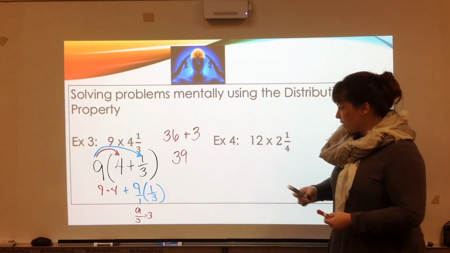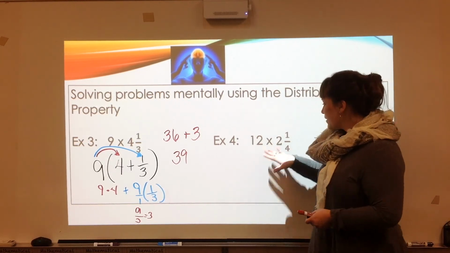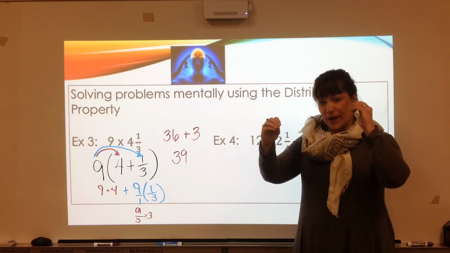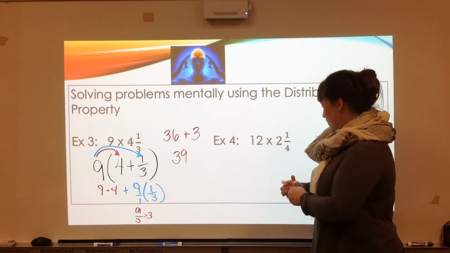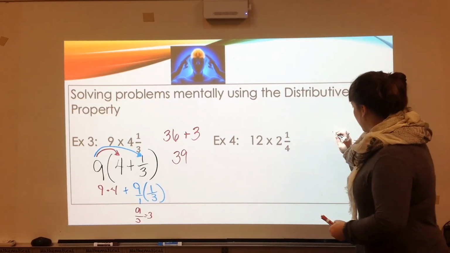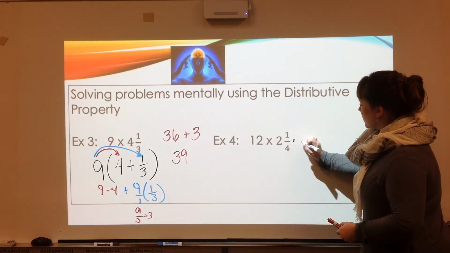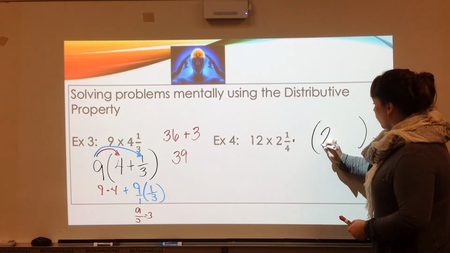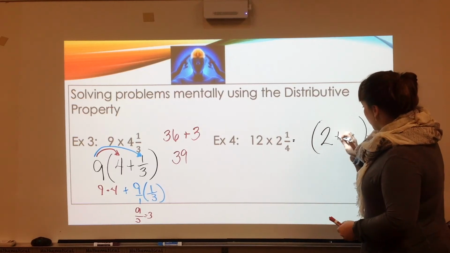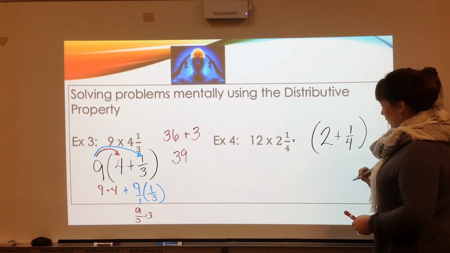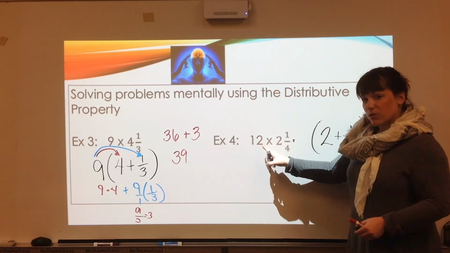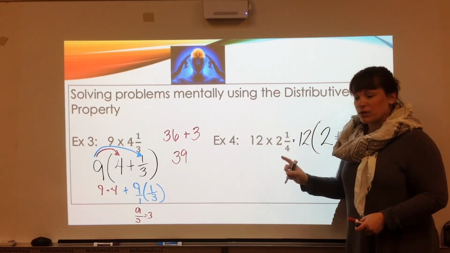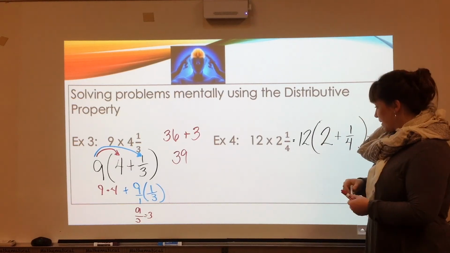Example 4, we're going to do the same thing. We're going to split this mixed number into its whole number and its fraction, and we're going to add them. So over here, this is going to be equal to the whole number 2 plus 1/4. But we have to multiply this by 12. So the 12 is going to be sitting on the outside of this parentheses.